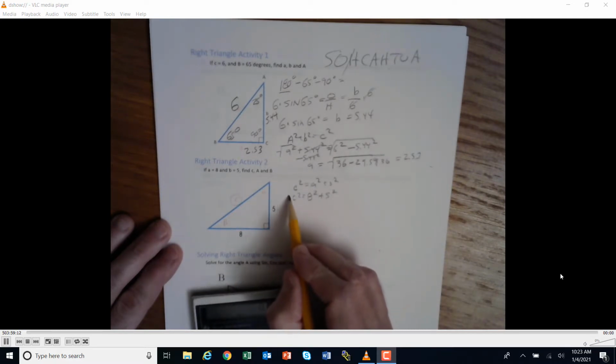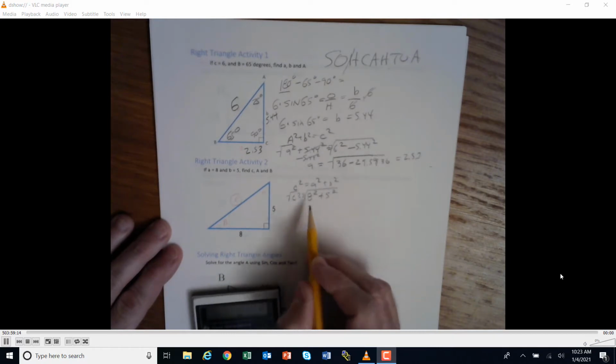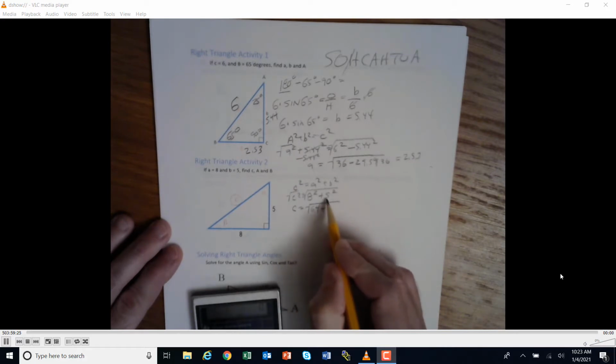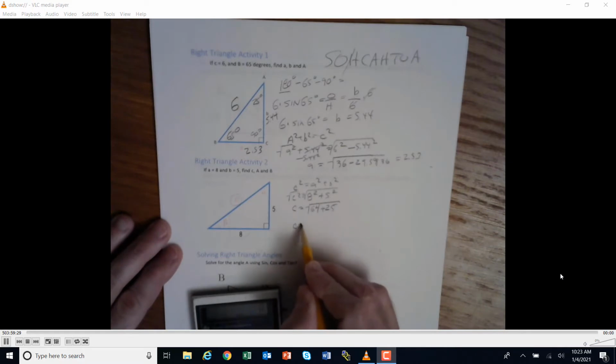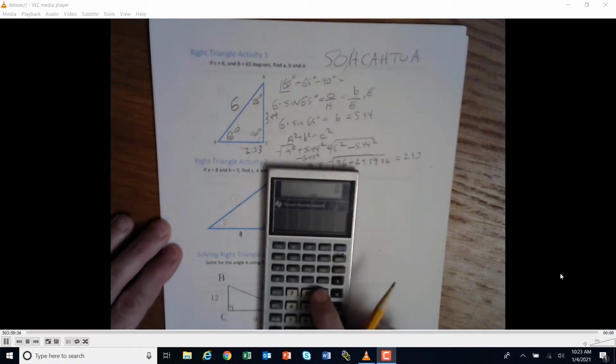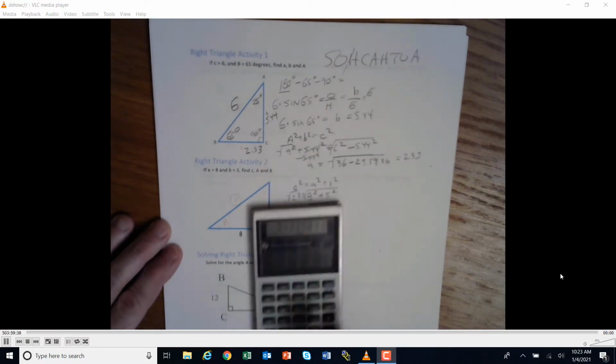Remember, we need to take the square root of each side in order to get rid of this square right here, to get c equal to the square root of 8 squared, which is 64, 8 times 8 is 64, plus 5 squared, 5 times 5 is 25. So c equals the square root of, add those two together, 89. So I go 89, take the square root, I get 9.43.